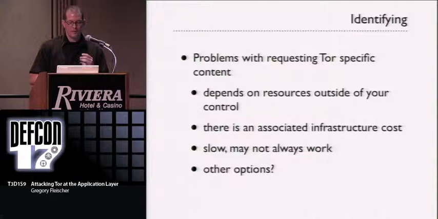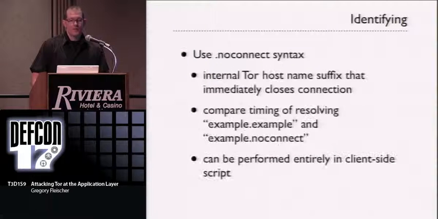But there are some significant problems with doing this. One is speed. These requests are slow, especially for hidden services. Your onion request is going to take a long time. It also, you're depending on resources that are outside of your control. So these may come, these may go. So you never get a true picture of, am I actually identifying these Tor users properly?